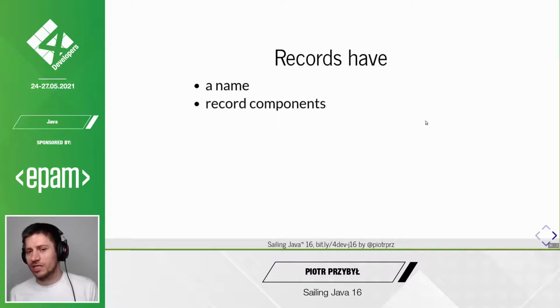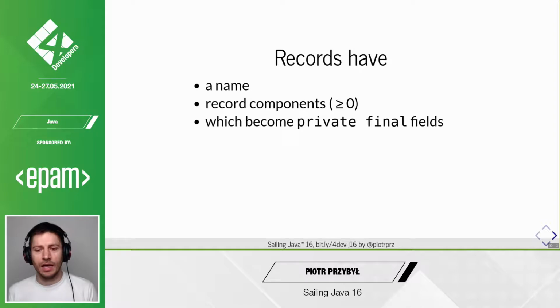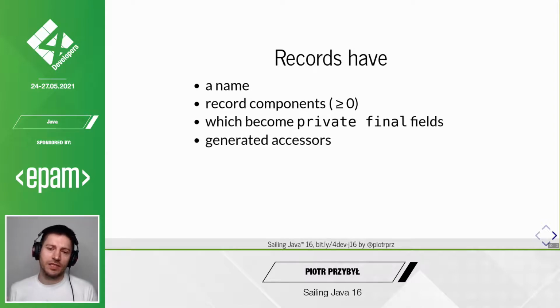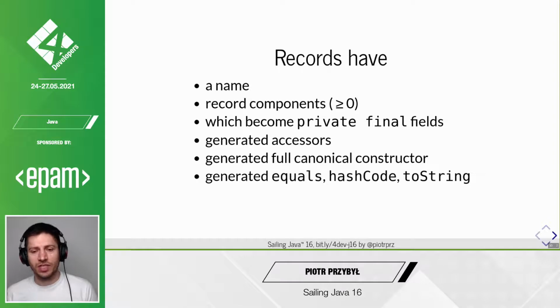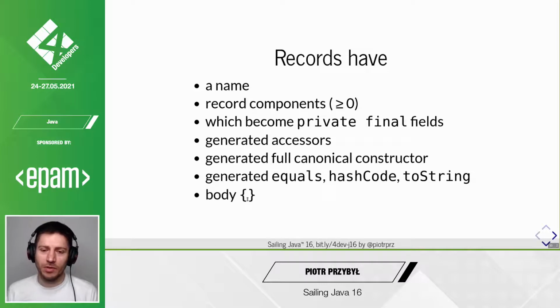So what do records have? Records have a name, they have their components, although the list is not strictly required. And these components become private final fields. They have generated accessors, they have a full canonical constructor, meaning I can call a constructor which has all these components for me. They also have generated equals, hashCode, and toString using all these components. That's important to remember. And they also have a body, and the body might be empty, as we saw in the previous case when we don't want to do anything.